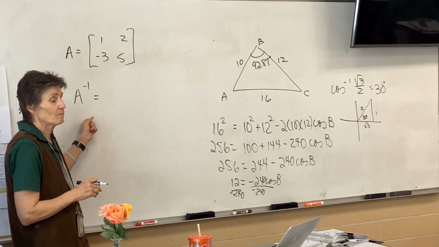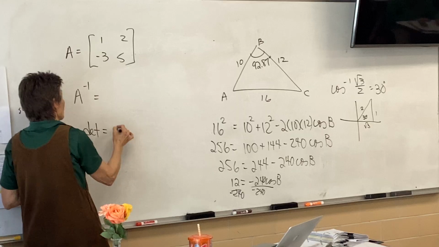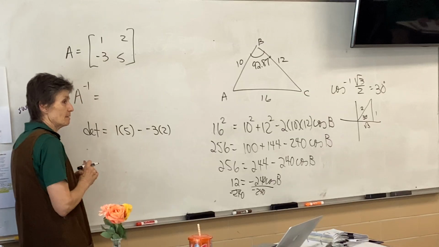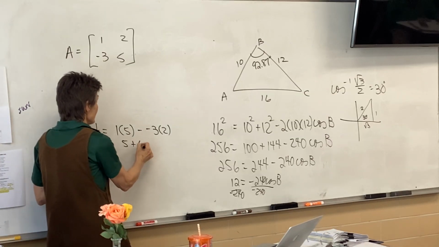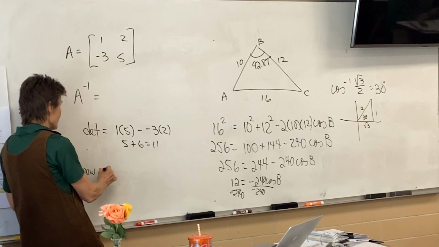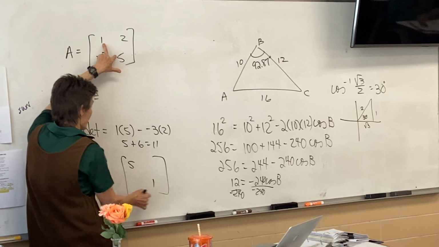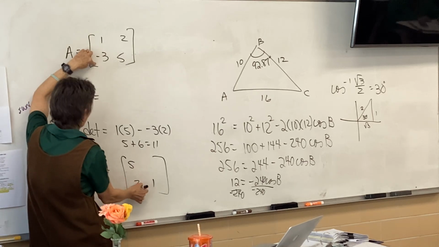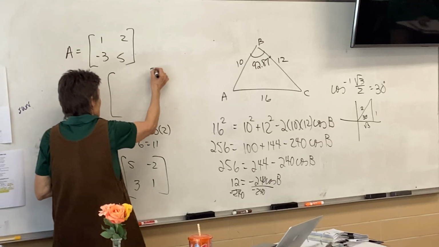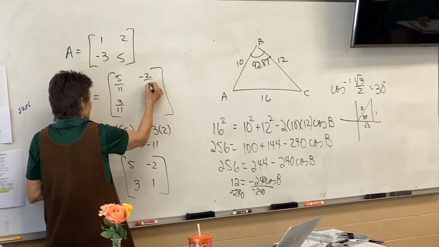Alright, so here we go, we're finding the inverse, 2 steps. First, we find the determinant, so we take 1 times 5, minus negative 3 times 2. 5 plus 6, we get 11. Now we build a new matrix by doing some changing around. So these two change, that becomes 3, negative 2, positive, and then I take each of those numbers and divide by 11. And that is my inverse.